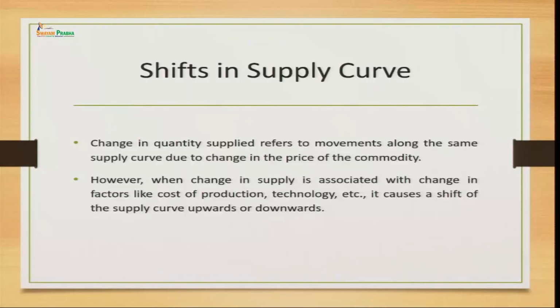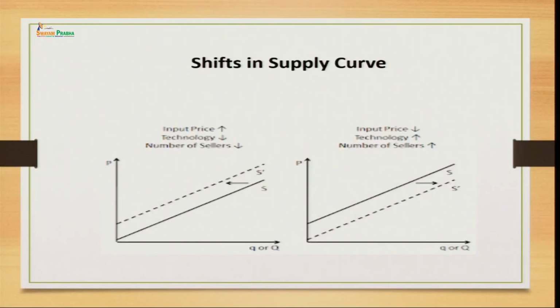So, here I can show how the shifts in the supply curve take place. This is how we represent the supply curve, which is upward sloping. The supply curve will shift towards the right, a downward shift, when the supply increases. Here we have three things written: input price, technology and number of sellers. Input price is inversely related to supply. So, when input prices are lower, supply will be more, and the supply curve shifts towards the right.